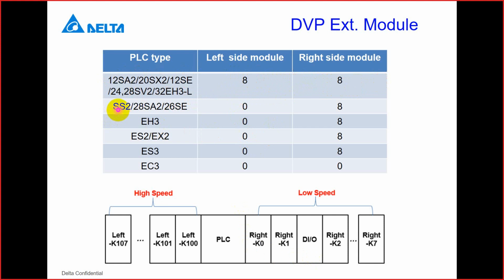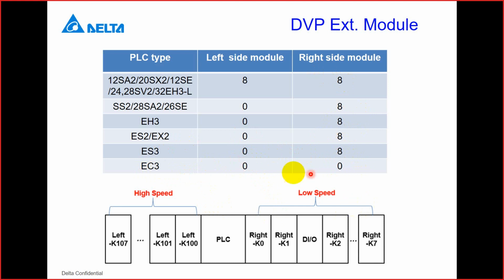But you can see a standard SS2 or the new model 28SA2, 26SE, we can only add on the right side module. And for other series like EH3, ES2, EX2, and the ES3, we can also add on the right side module only. And if you still remember, for EC3, we cannot add on any module.